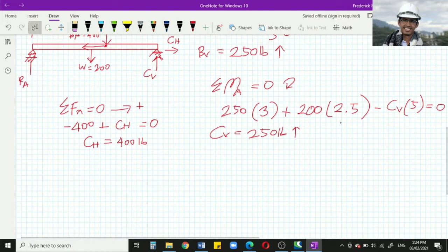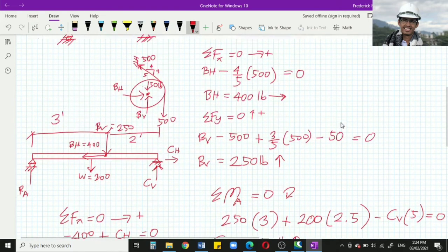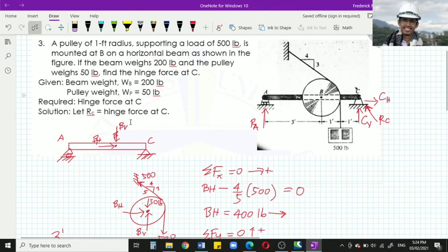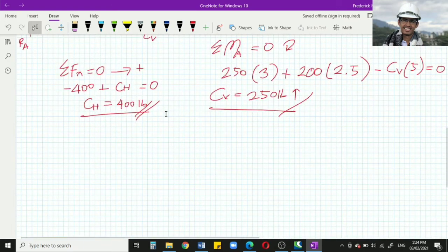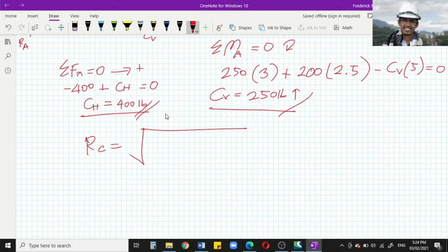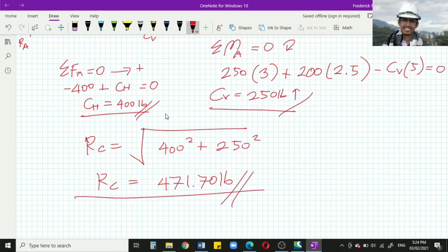So, nakuha na natin yung CV and yung CH natin. So, ano yung required natin is yung RC or yung hinge force at C. So, pwede nating makuha gamit yung ating resultant force. Meron tayong horizontal and vertical. So, that will be RC is equal to the square root of CH squared plus CV squared. So, that will be 400 squared plus 250 squared. So, RC natin is equal to 471.7 pounds. So, this will be our RC.